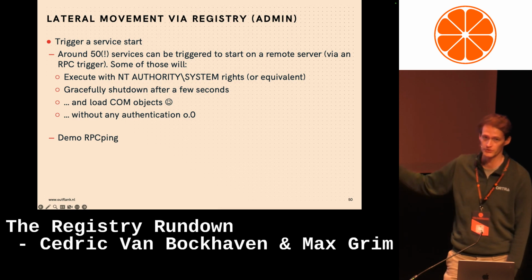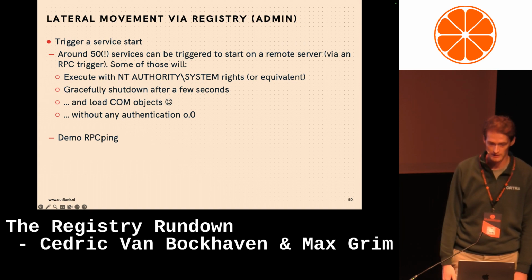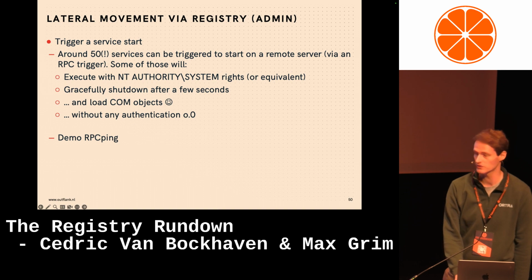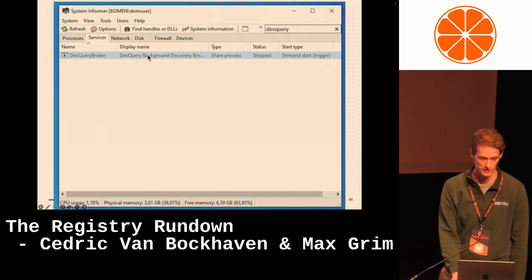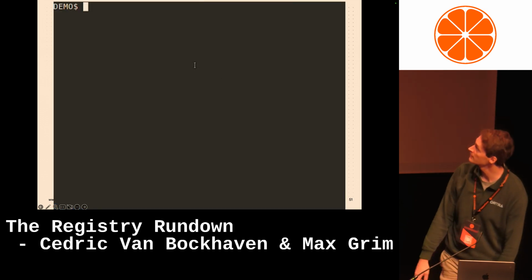Another option for triggering it is finding a service that also instantiates a COM object and then triggering that service remotely. Coincidentally, it happens to be the case that using RPC calls, you can trigger about 50 services remotely to start, including services on the domain controller. So we have a small demo of that here.